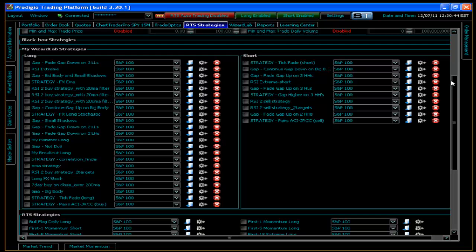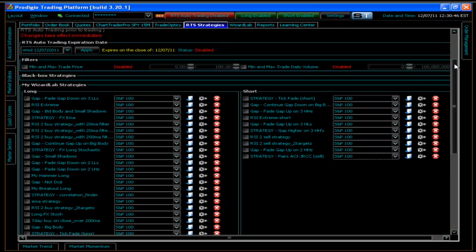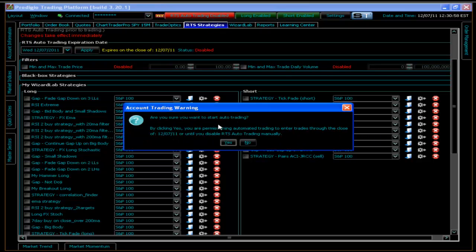Now, Prodigio will not trade automated unless strategies are enabled and the RTS auto trading itself is enabled. Okay, so currently we have it disabled, right? So first thing would be that you need to enable it. Again, you get essentially a warning confirmation saying if you click yes, you are permissioning automated trading through the close of 12:07, which is today, or until you disable manually.